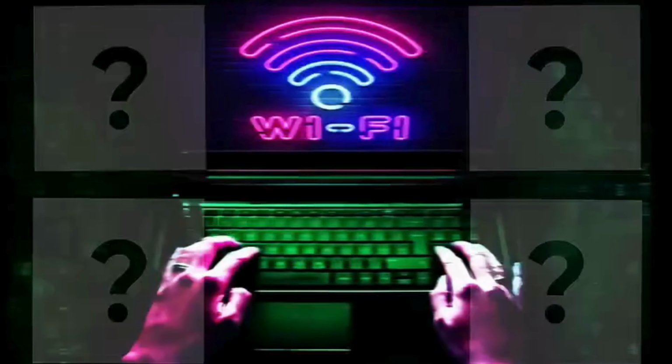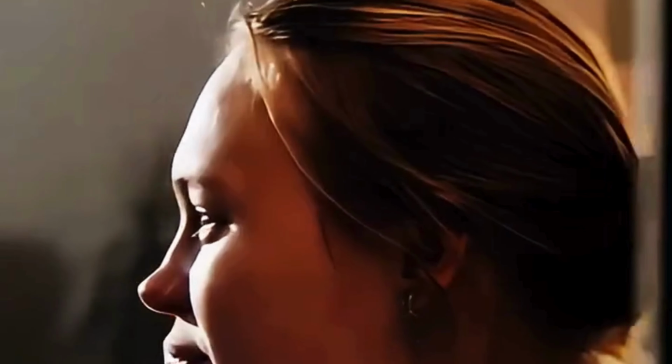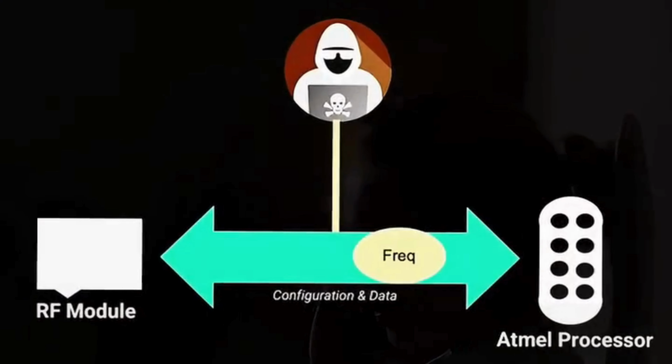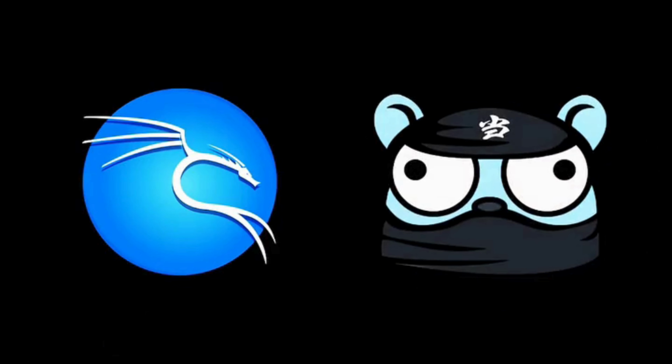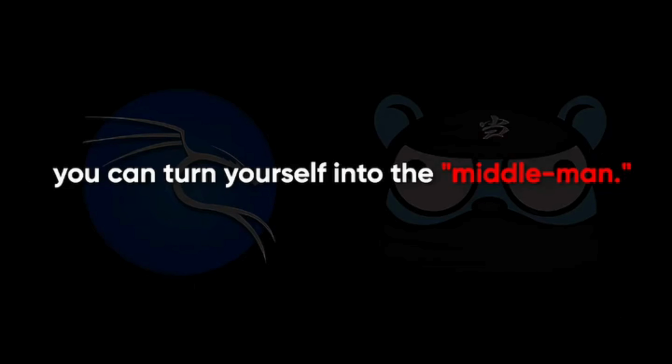In this video, I'll share 4 guaranteed methods for Wi-Fi, starting with the man-in-the-middle attack. Think of it as sitting between 2 people having a conversation, but they have no idea you're there. You're intercepting data between someone's device and the router. Using Kali Linux and Bettercap, you can turn yourself into the middleman.